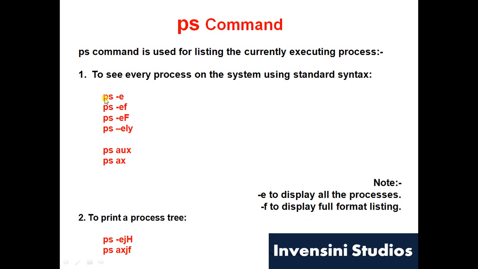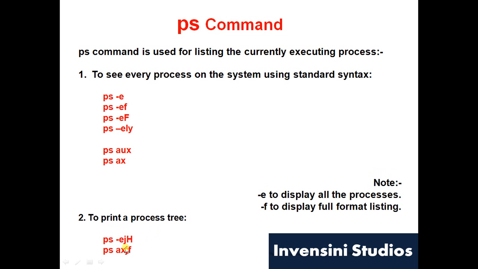It's very simple. You say ps -e or -ef or -F or -ely, and in BSD Linux you say aux or ax. We'll concentrate on the normal Linux. Okay, so what does e signify? e signifies to display all the processes. Capital F wraps around the output, right? ely is a more detailed version of it. Okay, so we'll see that in detail.